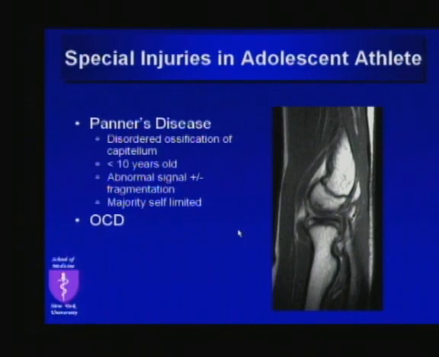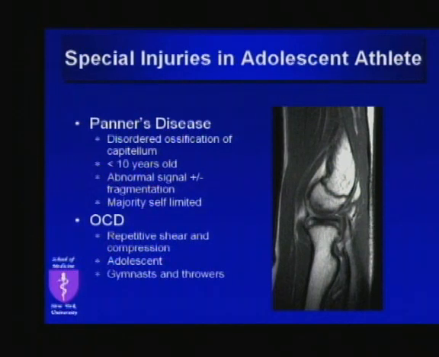This is as opposed to osteochondritis dissecans, or OCD. This is a much more serious injury. This is due to repetitive shear and compression. You'll see this in the adolescent age group most commonly. Gymnasts and throwers are most prone to this type of injury. And depending on the stage of the lesion, the prognosis can be awful for these people. We had a tech when I was working up in Boston whose son was looking at a very promising career as a pitcher. He came in with OCD, and we watched his capitellum basically disintegrate over time.